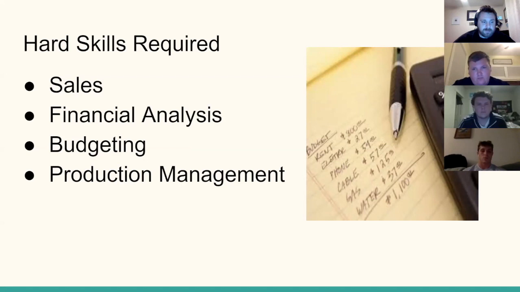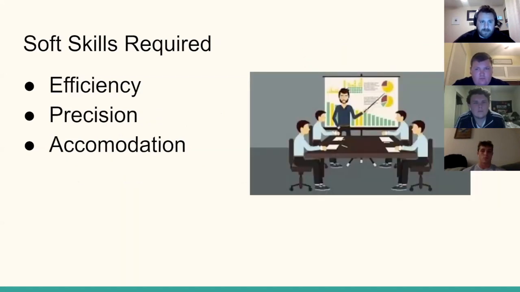Product management, the ability to minimize the fixed and variable costs of a product and ensure the highest efficiency levels in production, is very important. If production is not managed properly, the business could lose valuable time and money. Soft skills required: efficiency, precision, and accommodation.